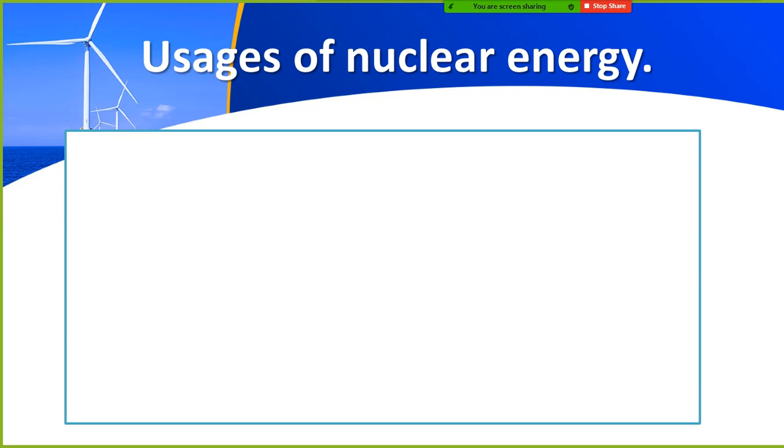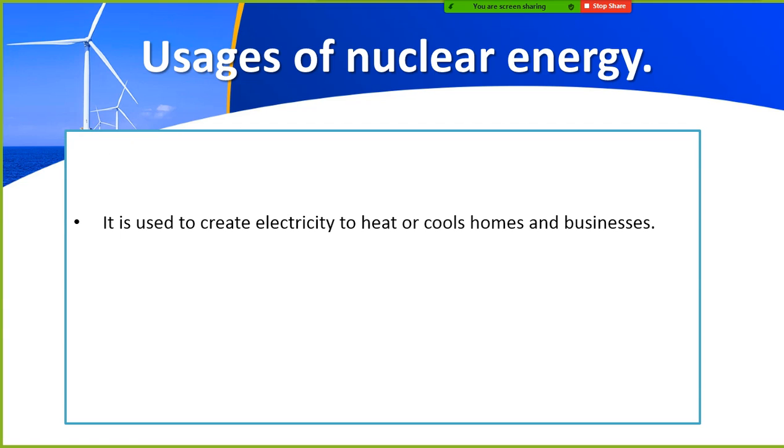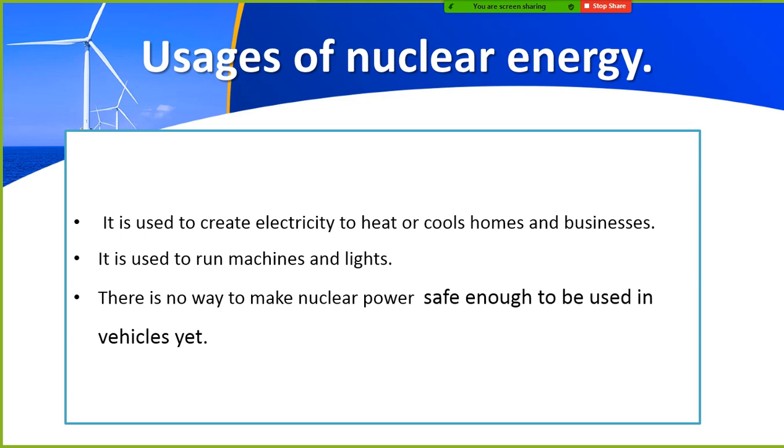What are the usages of nuclear energy? Number one, it creates electricity to heat or cool homes and business places. I mean workplaces, not homes only, and it is used to run machines and lights. Machines, not vehicles, not cars, not trucks. I mean machines that are in the factories, and they also produce lights too.